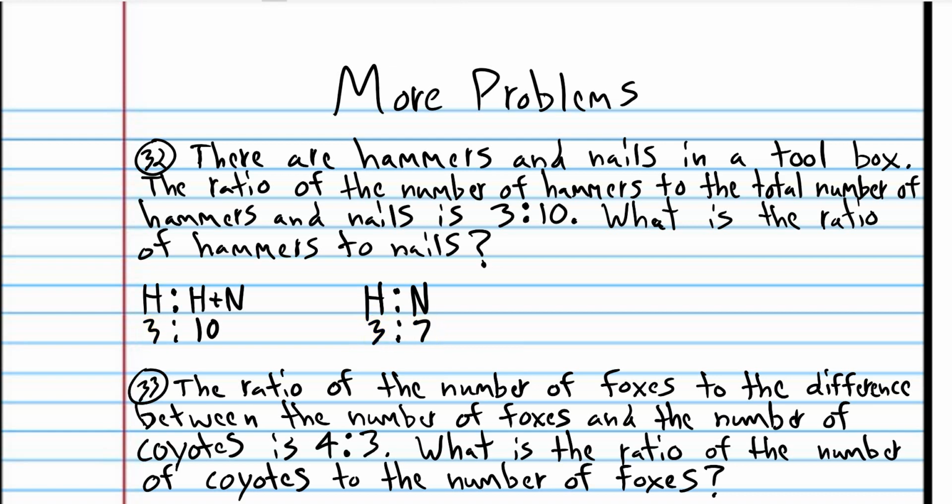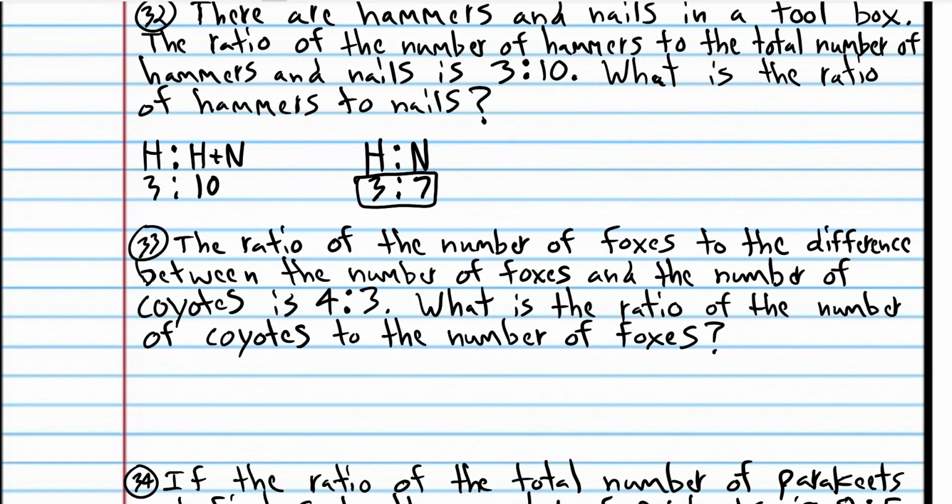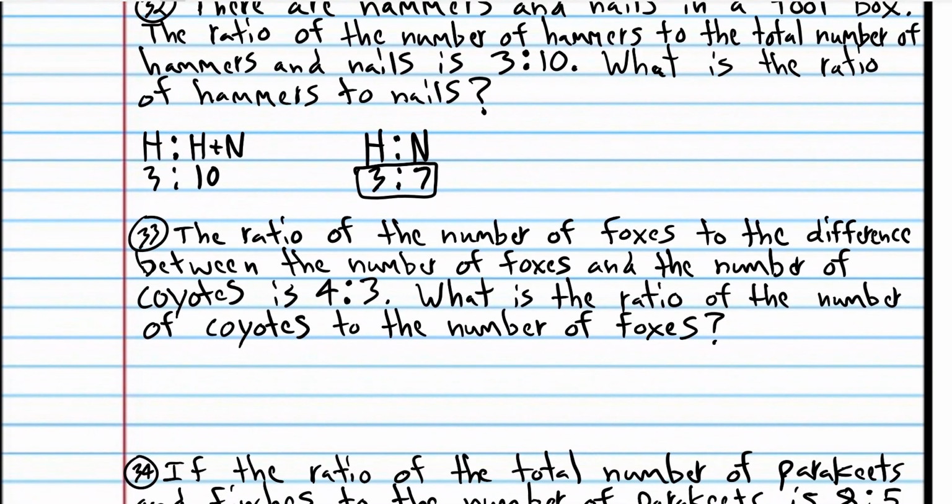All right. We're going to make sure we did it in the right order. It wants hammers to nails, so we did it in the right order. So 3 to 7 is the ratio of hammers to nails. Let's do one more of those problems, and you can do some on your own.